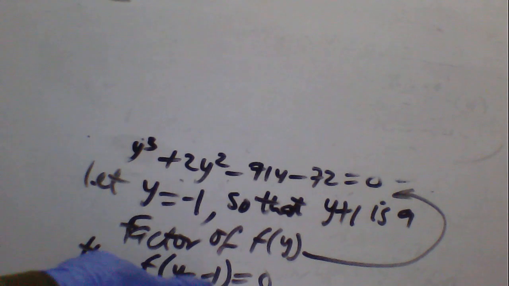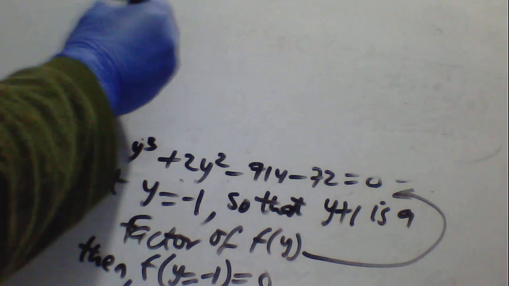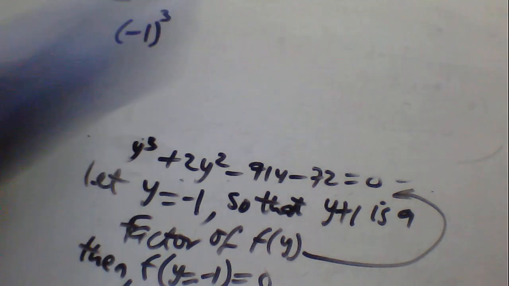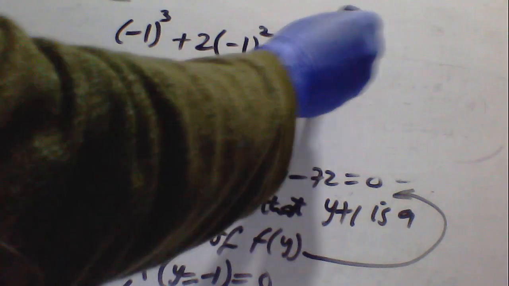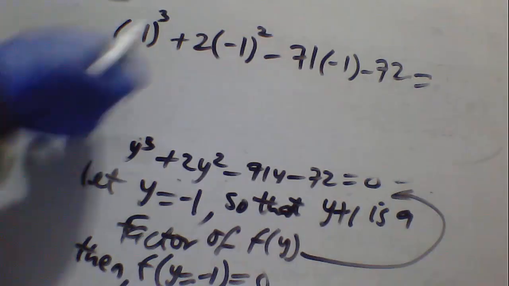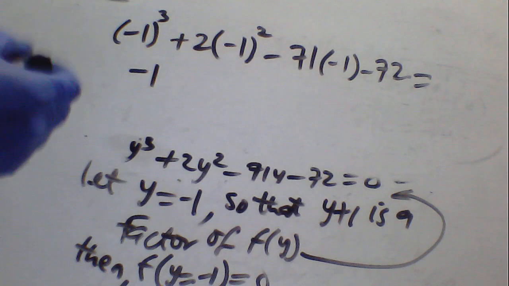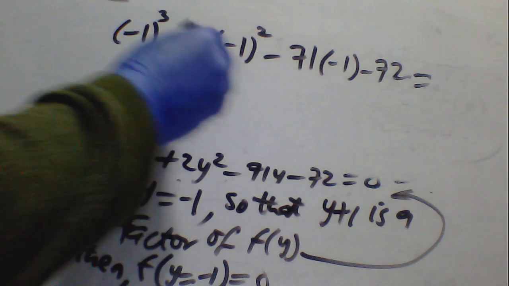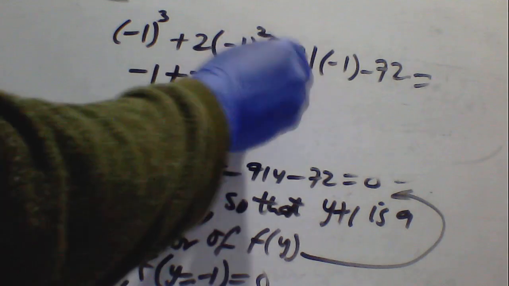So to prove it, wherever we see y, we put minus 1 in the equation. So from here we have minus 1 raised to the power 3 plus 2 times minus 1 squared minus 71 times minus 1 minus 72. Minus 1 to the power of 3 gives us minus 1. Minus 1 to the power of 2 is plus 1, times 2 gives us 2. Minus 71 times minus 1 will give us plus 71, minus 72.